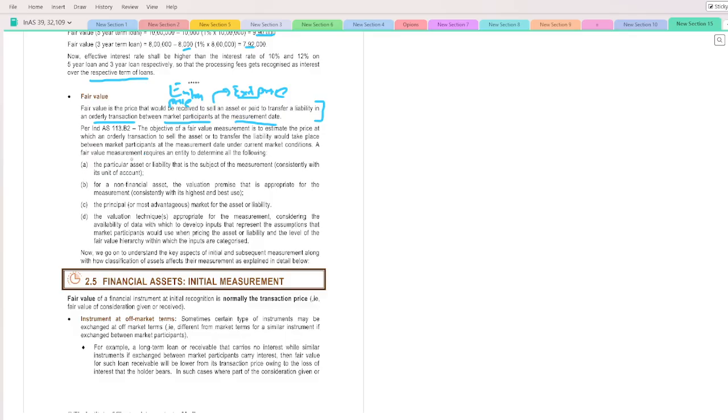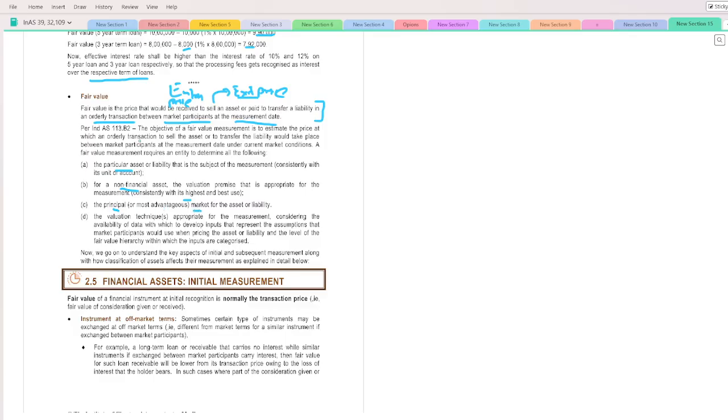A fair value measurement requires an entity to determine all of the following: the particular asset or liability that is the subject of the measurement, consistently with the particular asset. That means the asset should be identified. For a non-financial asset, the valuation premise that is appropriate for the measurement, consistently with its highest and best use. So this is for the non-financial asset, and the principal market.